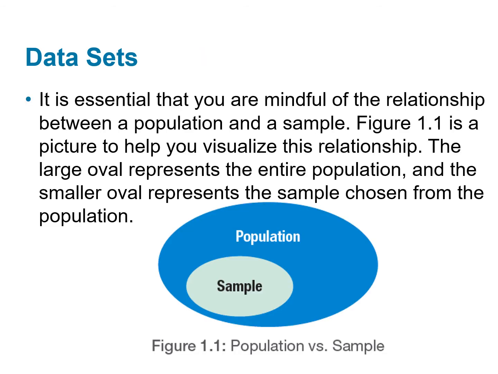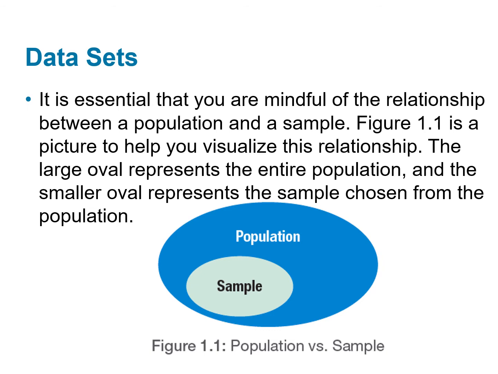So pictorially, if you're a visual learner, here's a picture, a Venn diagram of the relationship between a population and a sample. In this picture, the whole larger oval is the population, but the smaller oval is just a piece of the population. So your sample comes from the population. A sample is just a piece of the population. It's a subset of it. It's a small group inside the population.